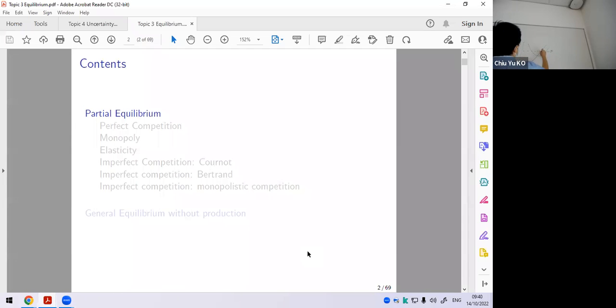And that actually means there's some profit here, and there will be entry. In the long run, then this supply will swing out. So that is the main thing about perfect competition. It's a very useful framework.